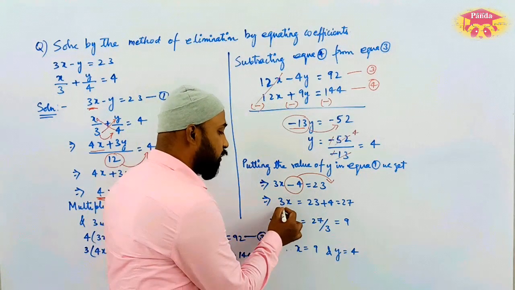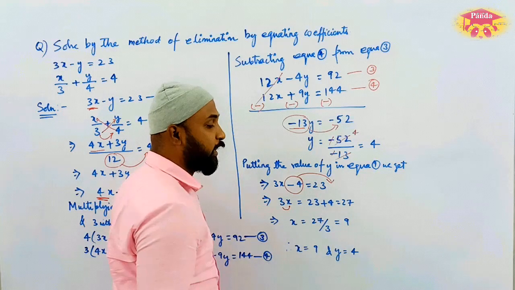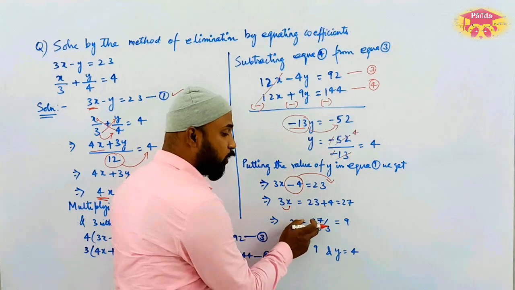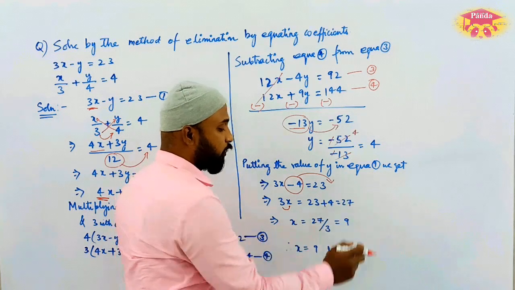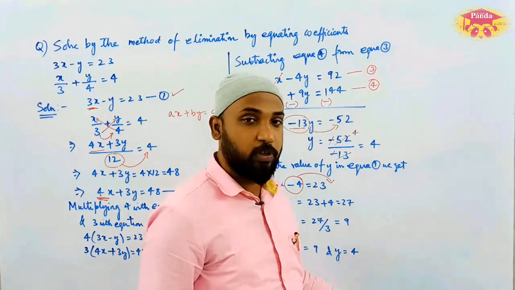Now you see 3 and x are multiplied to each other. When I take 3 on that side, it gets divided with 27. So how much will I get? x is equal to 27 by 3, which is equal to 9. So therefore I'll get x is equal to 9 and y is equal to 4.